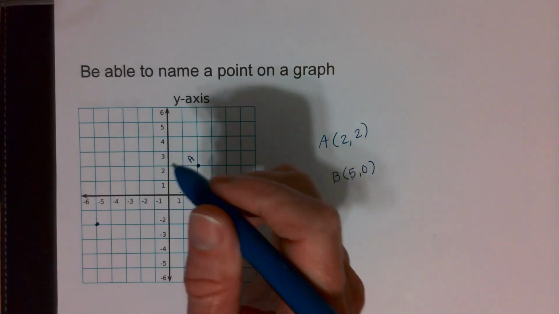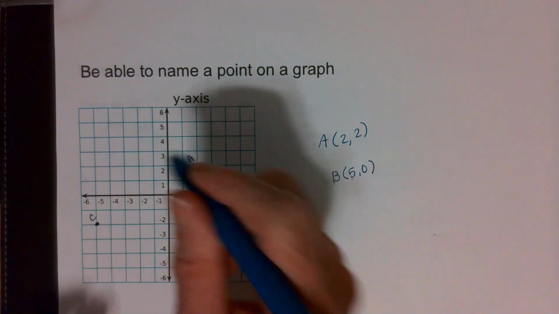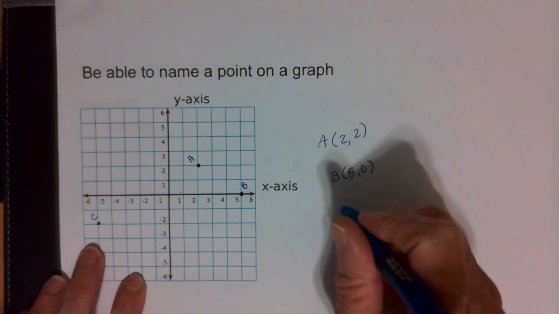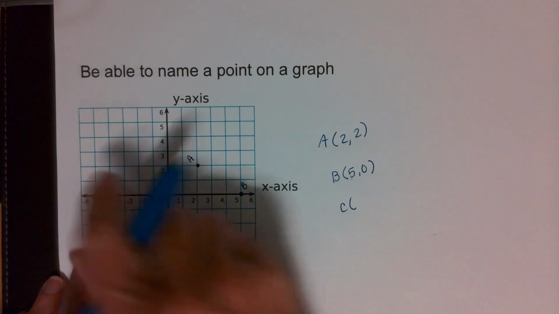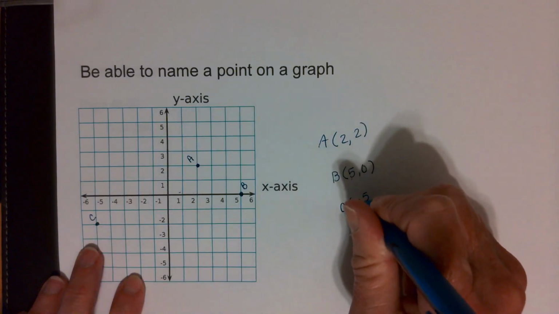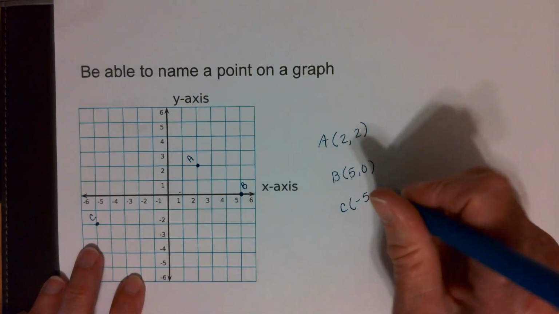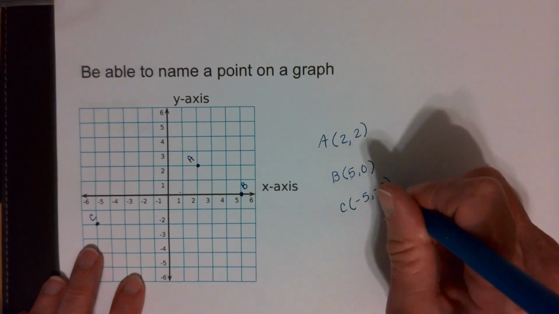Say I have this point over here, which is C. C is at -5 on the X and down 2 on the Y. So it's -5, -2.